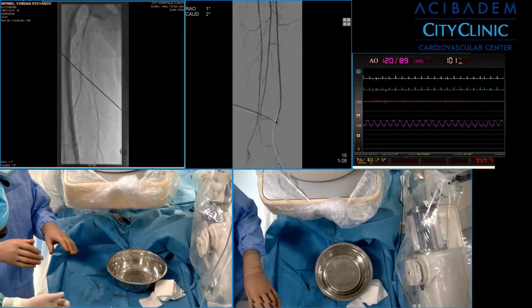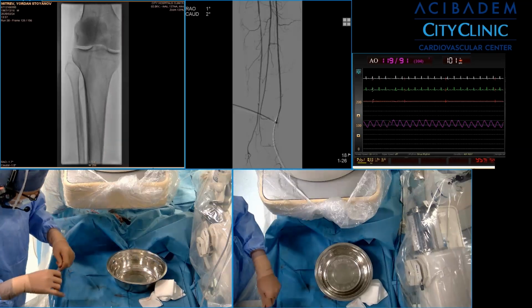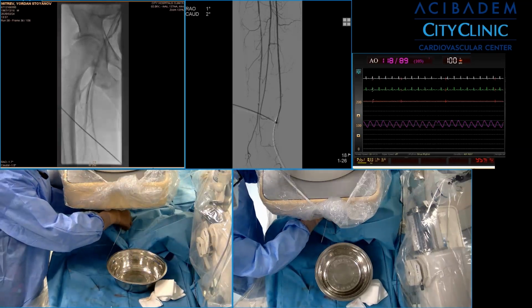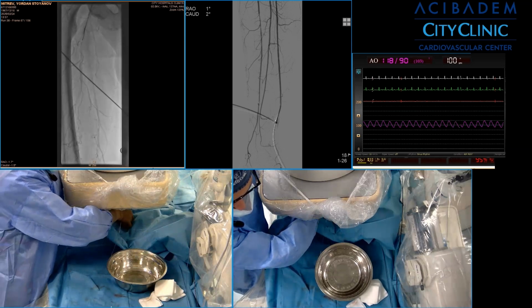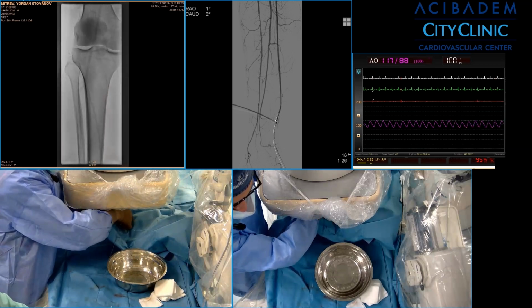The same balloon, yes. Yeah, 5 by 200. So the same size and the same length of the balloon as the treatment balloon. And now we are proceeding with the drug coated balloon.